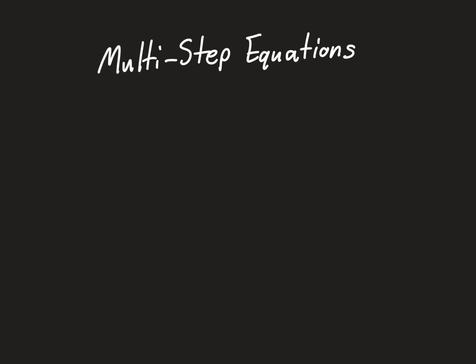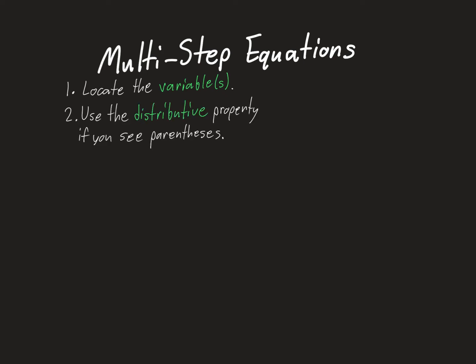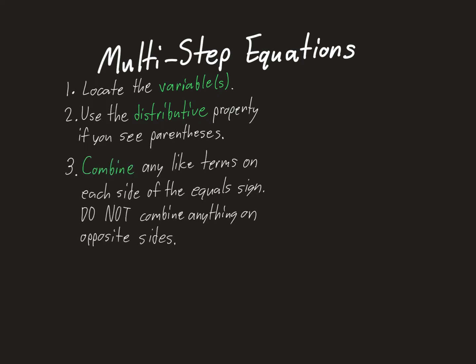Today we will look at solving multi-step equations. First, we will need to locate the variable. Then we will use the distributive property if we see parentheses. Next, we will combine any terms on each side of the equal sign. Do not combine anything on opposite sides.